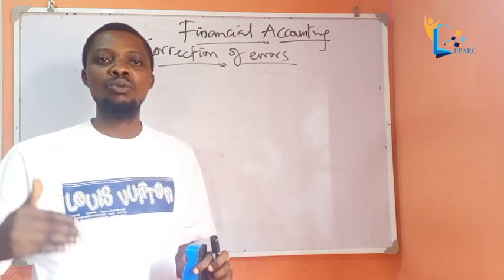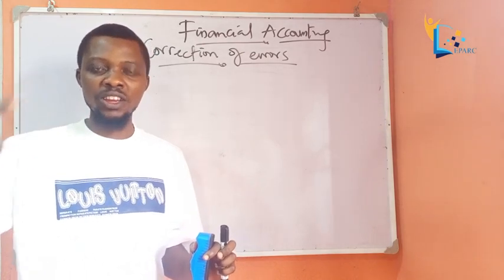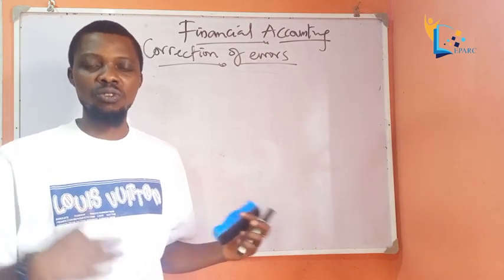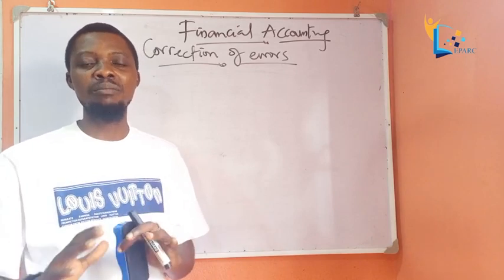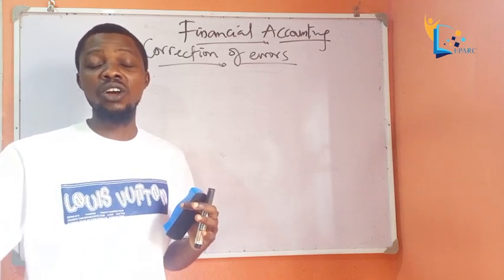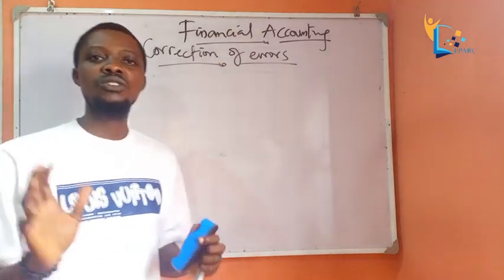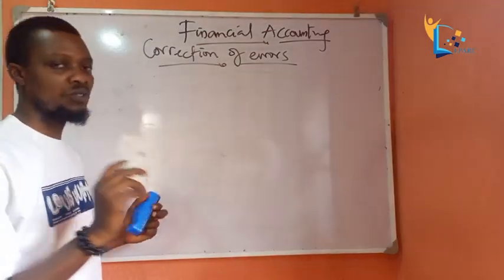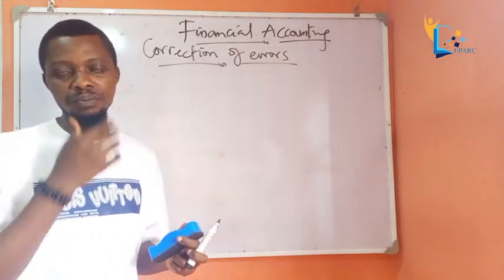Now, the act of trying to correct these errors is what we refer to as correction of errors in accounting. Trying to set the record straight and make sure that every detail or every entry is posted correctly. Now there are types of errors. We have two types of errors, basically, in financial accounting.